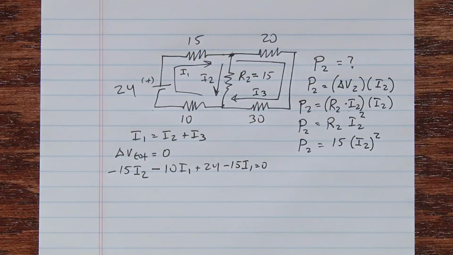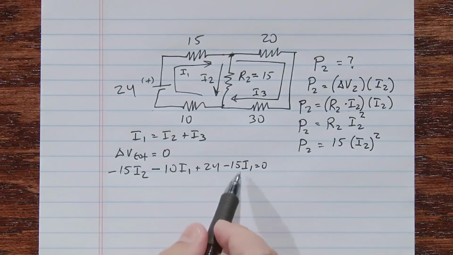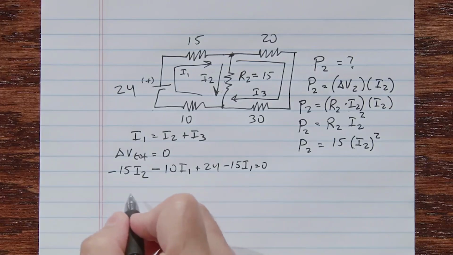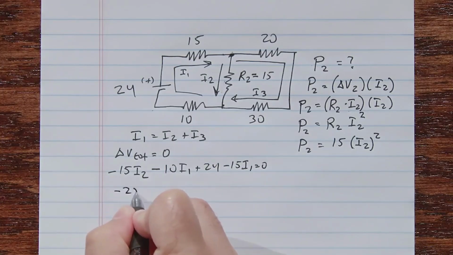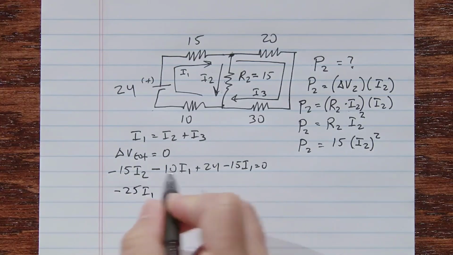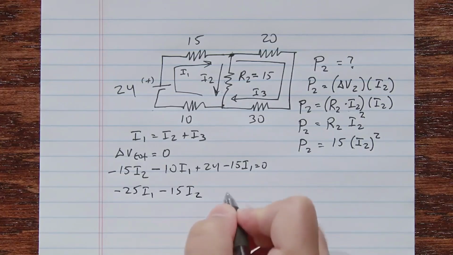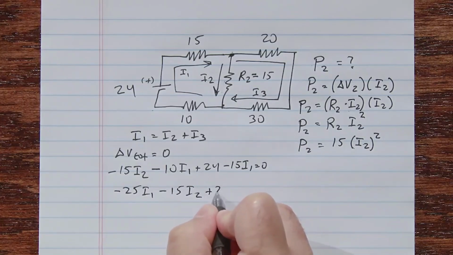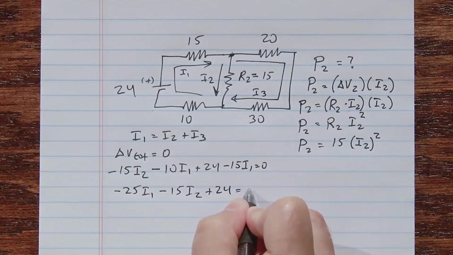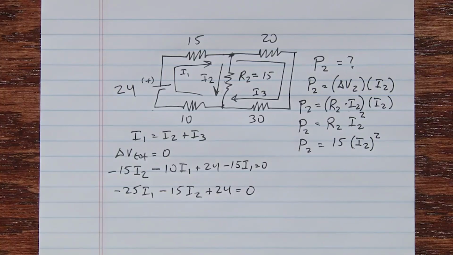We can simplify that a little bit. We can gather these two terms here, where we have minus 10 I1 and minus 15 I1. So that'd be minus 25 I1. Then we still have minus 15 I2 plus 24 is equal to 0.